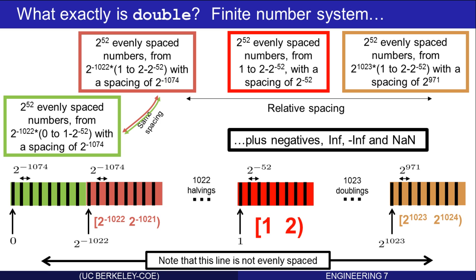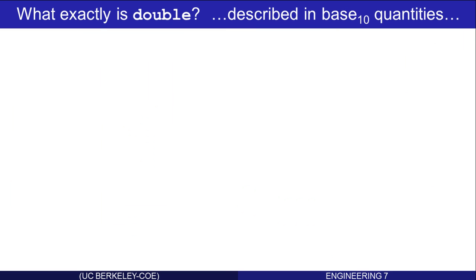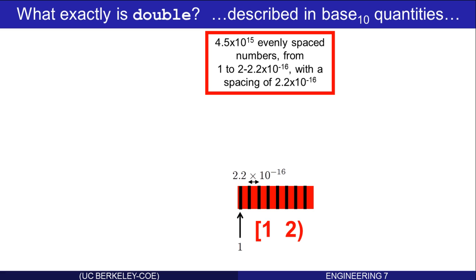If you're not conversant in powers of 2, it's useful to describe this again using base 10 numbers, just to give you an idea of how vast this double finite number system is. 2 to the 52 is about 4.5 quadrillion. So here's how we can write this. The double number system has 4.5 times 10 to the 15th, approximately, evenly spaced numbers from 1 to just less than 2, and the spacing between these numbers is about 2.2 times 10 to the negative 16th.